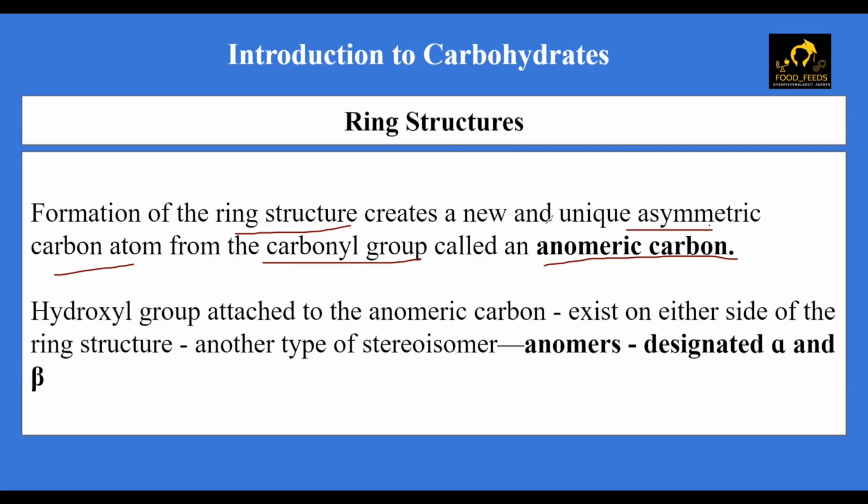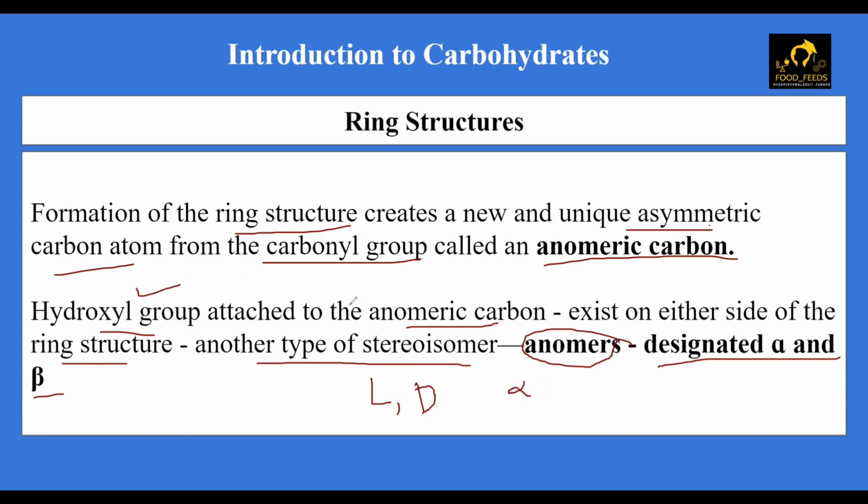So how do we identify this anomeric carbon? The hydroxyl group, that is the OH group, which is attached to this anomeric carbon, can exist on either side of the ring structure, which creates another type of stereoisomer, that is anomers. And it is denoted by alpha or beta. As in the open chain we used to denote it by D and L, here, based on the position of this hydroxyl group in the ring structure, we name these in terms of alpha and beta. So let's understand this by seeing the structure.